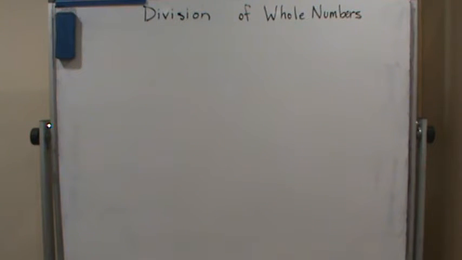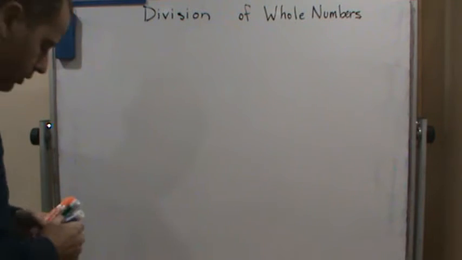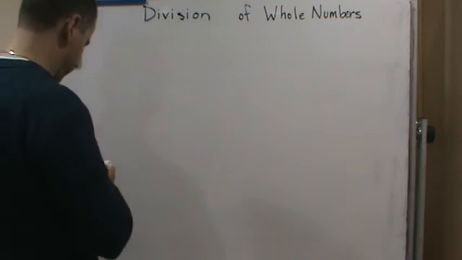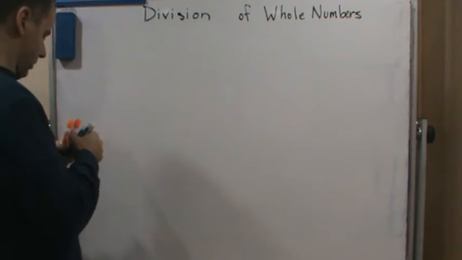It says, suppose a carpenter needs to cut pieces of wood, each 20 inches long, from a 144-inch long board. So I want to know how many pieces of board I'm going to have. I'm taking a 144-inch long board and I want to cut the wood into pieces, each piece 20 inches long. Okay?